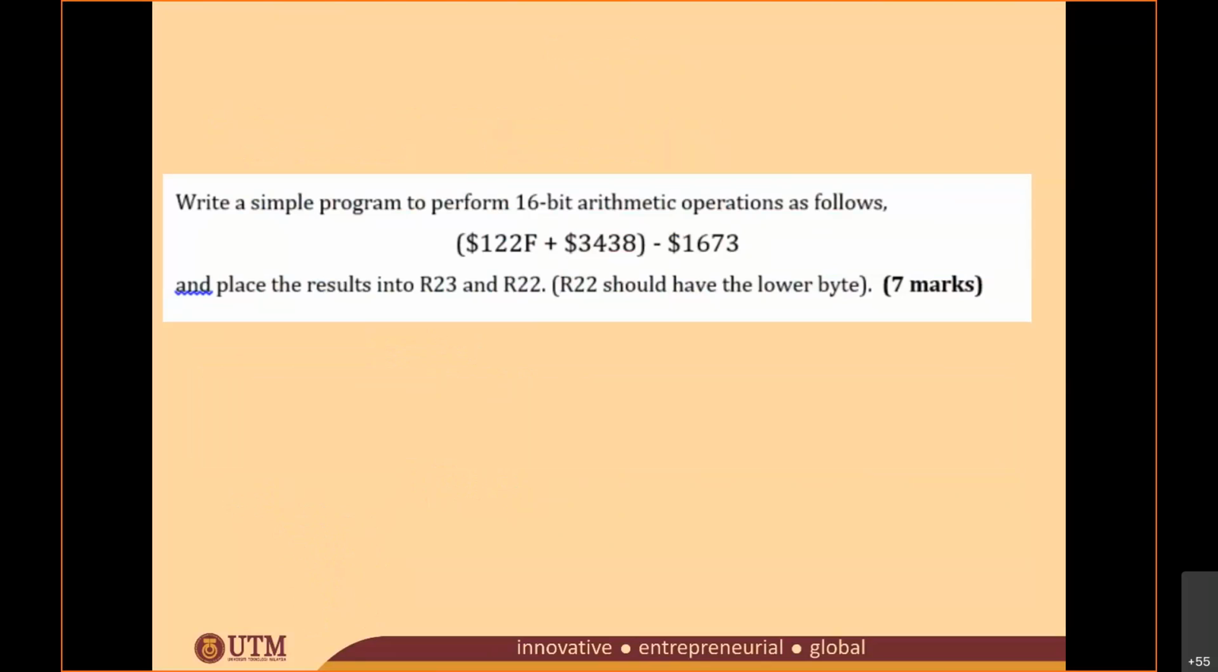Okay, this one here. You are going to write a simple program. Remember, a simple program to perform 60-bit arithmetic operation as follows. You want to add this number to this number, 60-bit number, and then subtract this number. And it says to place the result into R23 and R22. R22 should have the lower byte. Okay, how to do that? How to do it?